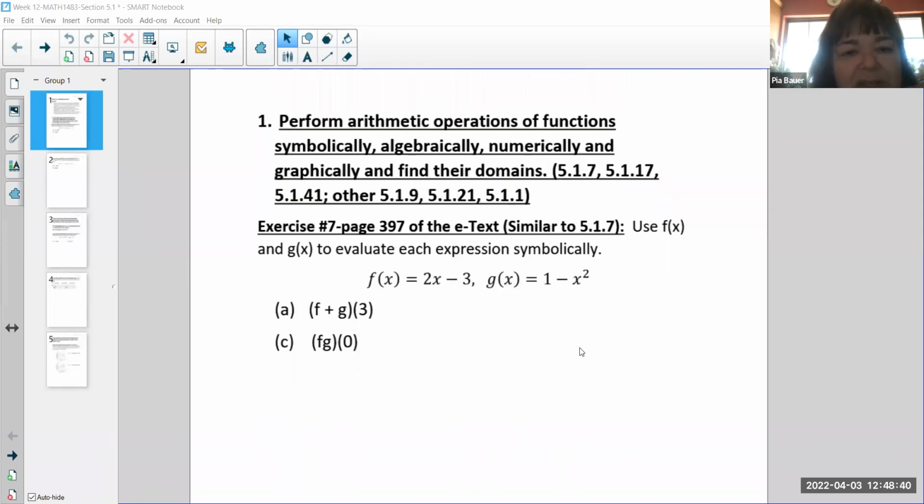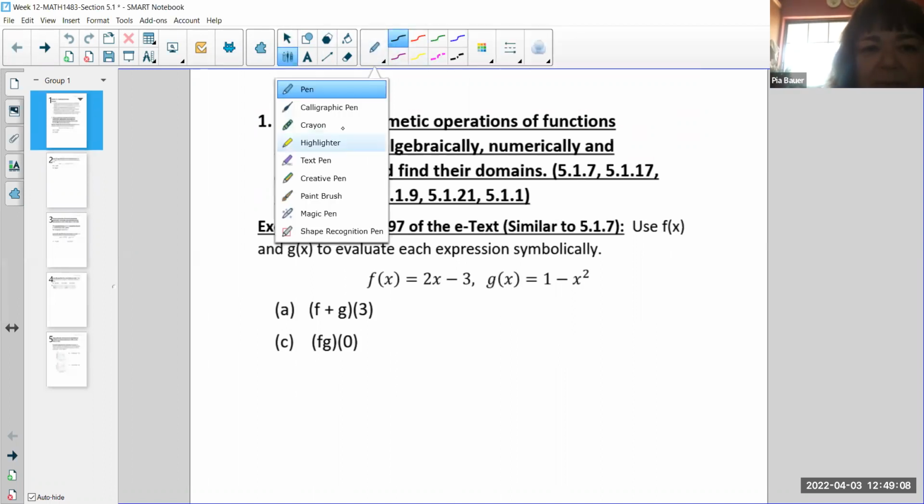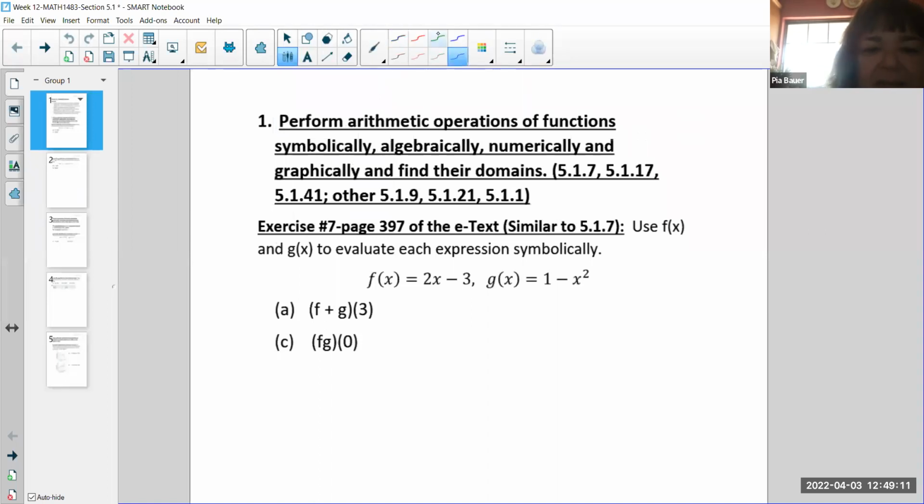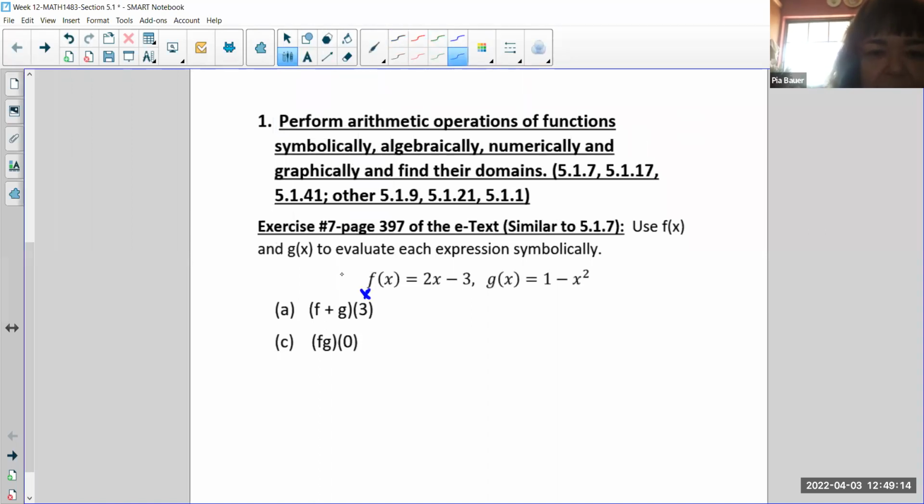So in this example, you're given two functions. f of x equals 2x minus 3, which is a linear function. g of x equals 1 minus x squared, which is actually a quadratic function. And you're asked to evaluate the following expression. One thing you need to always realize is that this number here that you see is actually taking the place of x. And by the way, I took only parts A and C out of this problem from page 395.